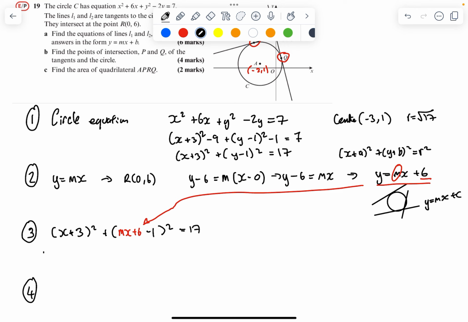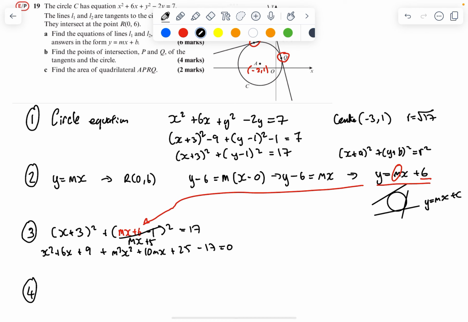I need to expand out those brackets and collect together the like terms to make it a bit simpler. So right, the first one's easy. That's x squared plus 6x plus 9 plus, now let's simplify this, we'll make it mx plus 5. So when I expand that out, I get m squared x squared, I get 10mx, and I get 25, and I'm going to take away the 17 to make it 0 because I want to solve that equation.